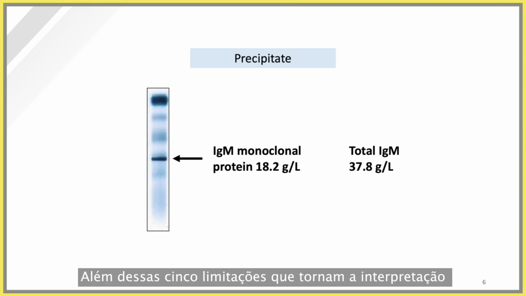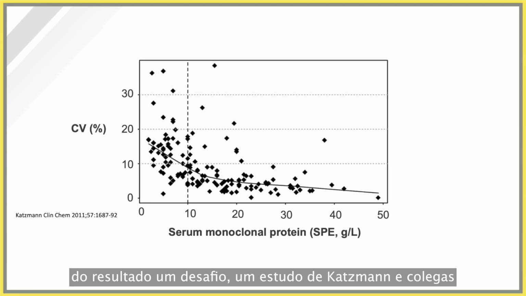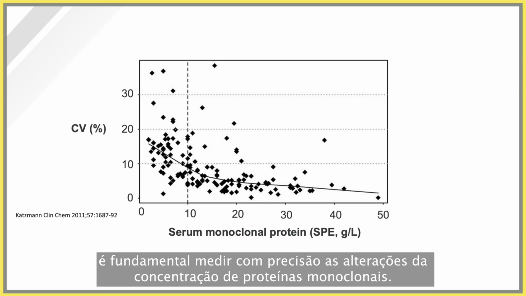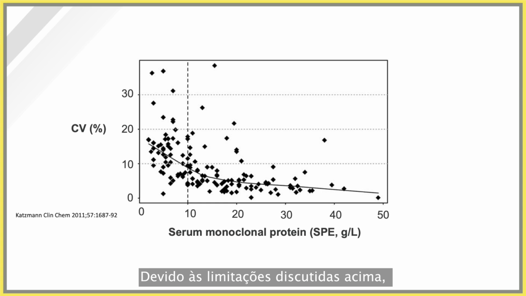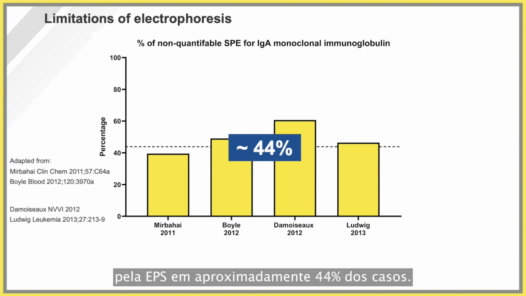In addition to these 5 limitations which make interpretation of the result challenging, a study by Katzman and colleagues found that the measurement of monoclonal protein by SPE has a large variability below 10 grams per litre. This means that the measurement of proteins below 10 grams per litre can be inaccurate. When monitoring a patient, it is pivotal to accurately measure fluctuations of monoclonal protein concentrations. Due to the limitations discussed above, we have seen in 4 studies shown here that IgA is non-quantifiable by SPE in approximately 44% of cases.